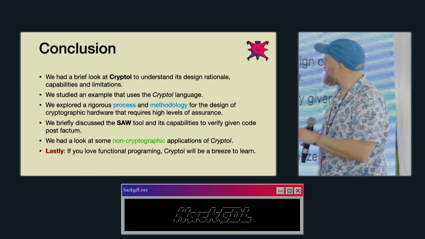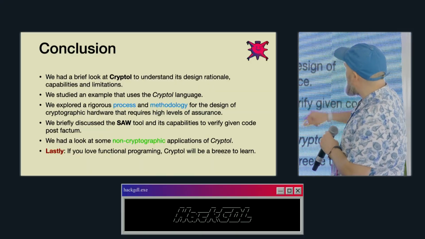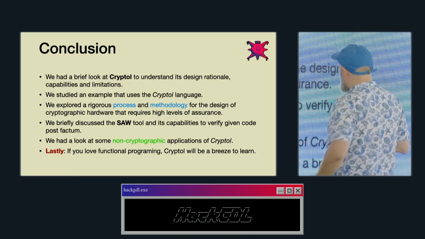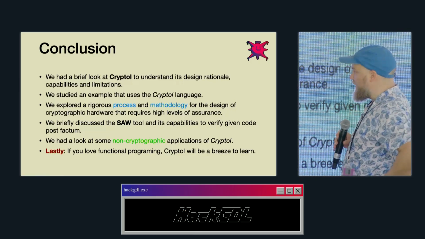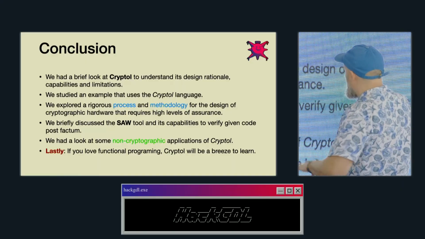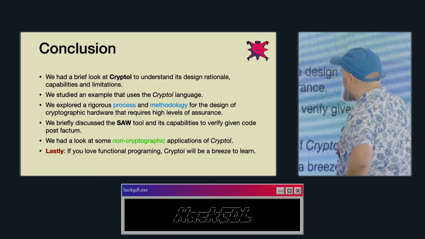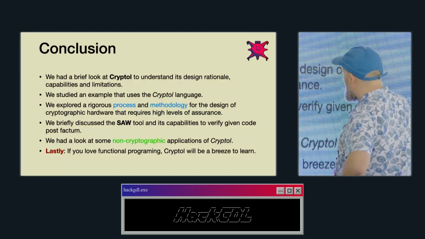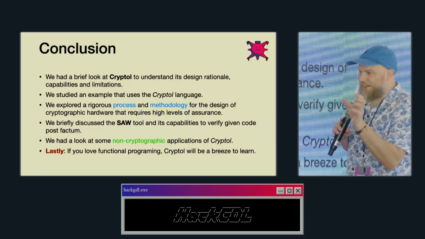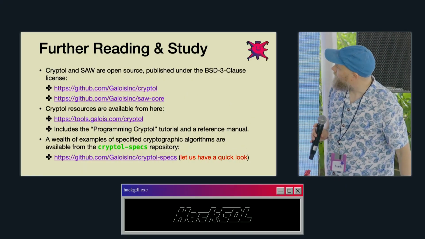So in conclusion, we had a brief look at Cryptol, just to understand a bit more its capabilities. We studied the language a bit, saw how it looks, and explored this rigorous process and methodology of engineering systems and hardware, where we have these very high guarantees that our implementation does the thing it should. I only briefly discussed this, but this is available if you're interested in that. You can also have a look at the documentation. And we looked at some non-cryptographic algorithms. And lastly, if you do love functional programming, Cryptol will be a breeze to learn. There's a few idioms, of course, which are not so common, but generally I think it's very easy to pick up.